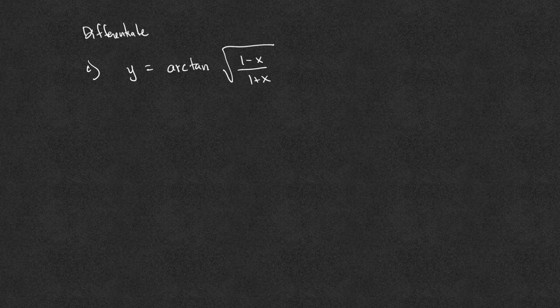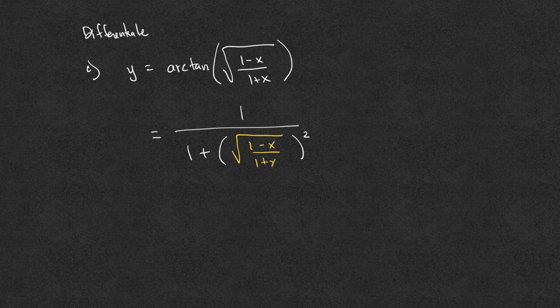The derivative of arctangent of the square root of 1 minus x over 1 plus x. This is a composite function with the outside function being arctangent, so we will need to use the chain rule. First, the outside function is tangent inverse, or arctangent, so the derivative is 1 over 1 plus the inside function squared, where the inside function is the square root of 1 minus x over 1 plus x. Since this is not x, we will still need to multiply the derivative of the inside function.